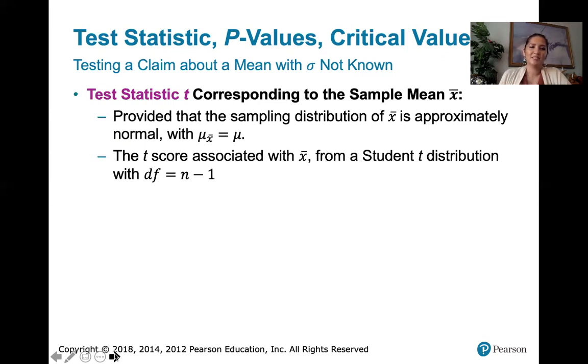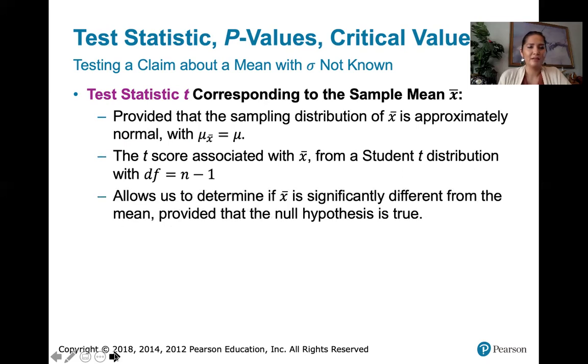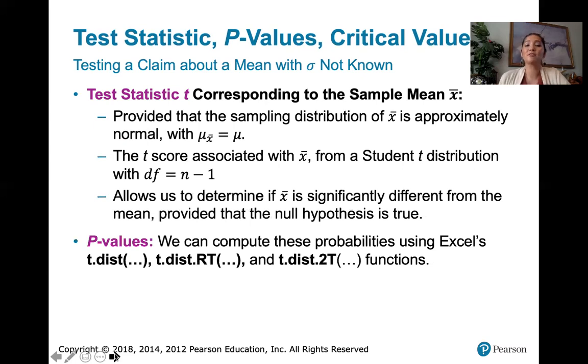So that's giving us a t-score associated with x bar, assuming that the null is true, from a student t-distribution, and that student t-distribution will have n-1 degrees of freedom. This allows us to determine if x bar is significantly different from the mean, significantly high or low, provided that the null is true.